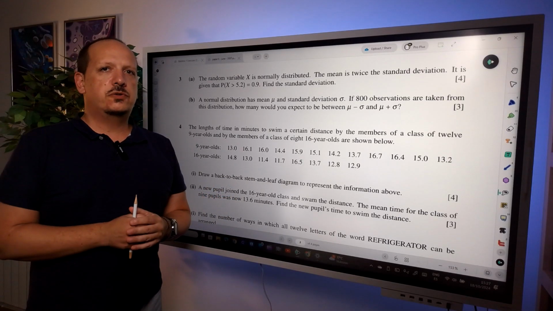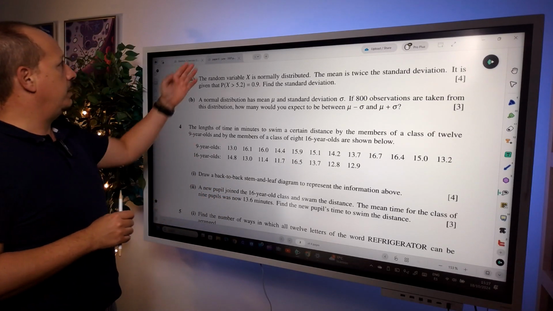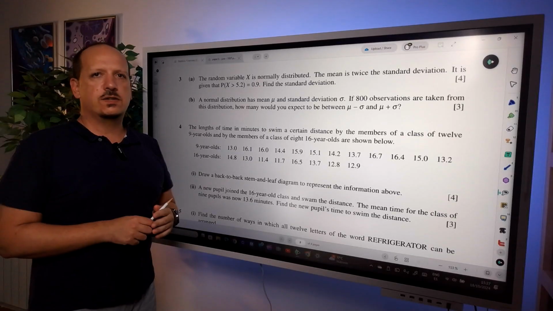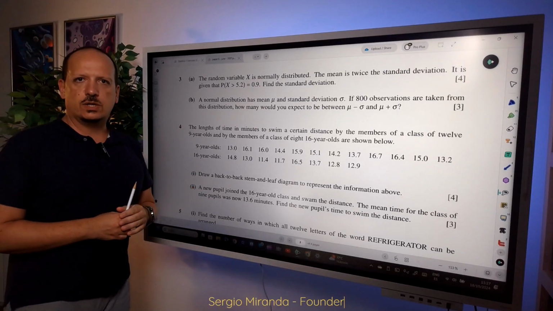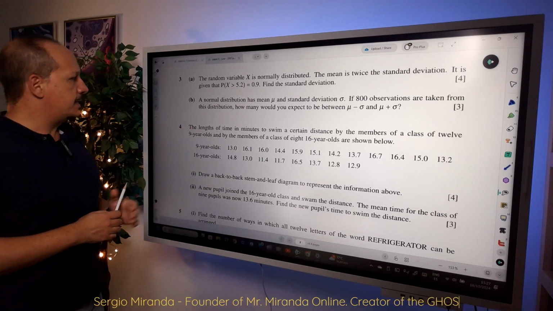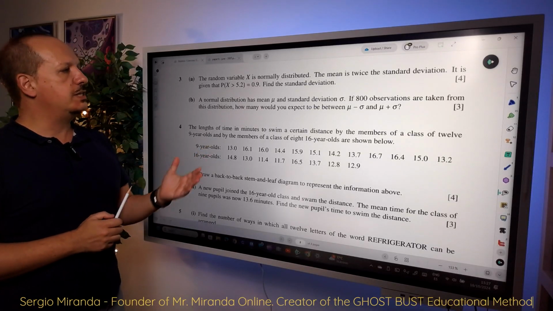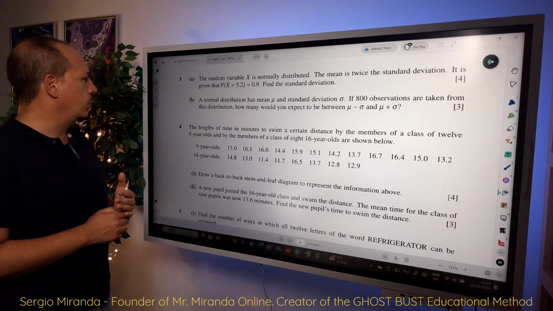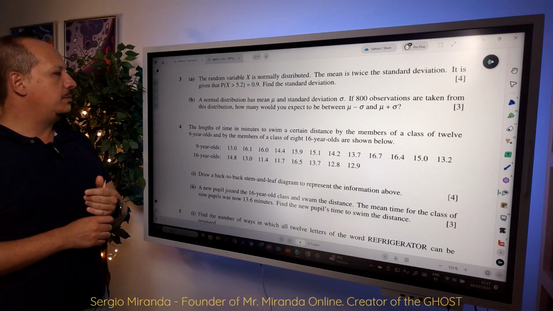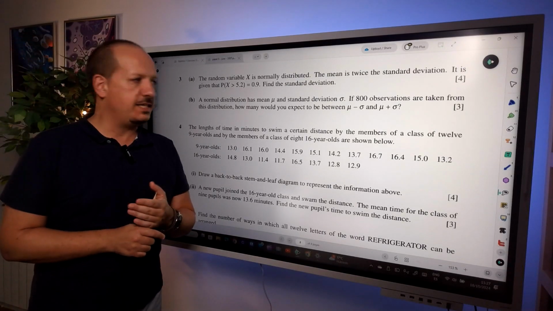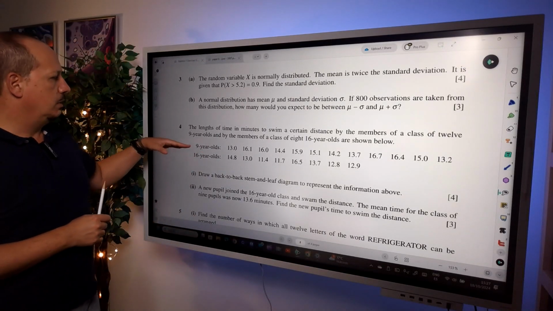Let's solve our first exam question. This is from paper 6, May-June 2007, and we are looking at question 4 over here. The length of time in minutes to swim a certain distance by the members of a class of 12 9-year-olds and by the members of a class of 8 16-year-olds are shown below.